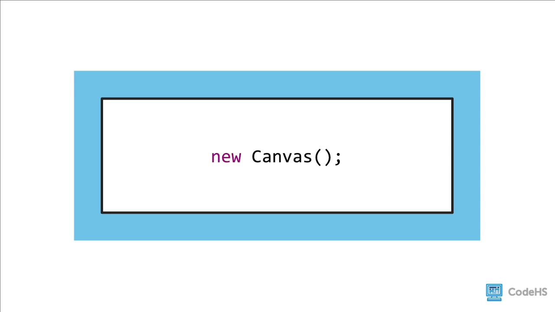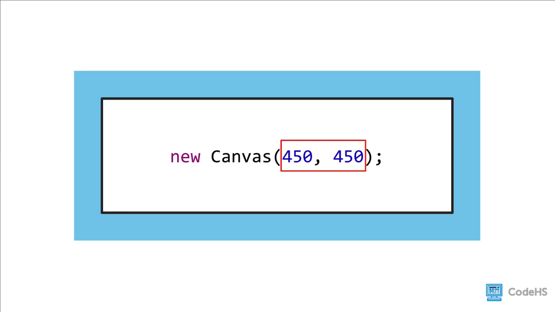P5 Play makes it easy to create a canvas on the screen using the new canvas command. Within the parentheses, you can define the width and height of the canvas in pixels. If the parentheses are empty, then your canvas will occupy the entire width and height of the web page. In this example, the new canvas element created on the web page will have a width and height of 450 pixels. Let's take a quick look at how the canvas size can change based on these values.